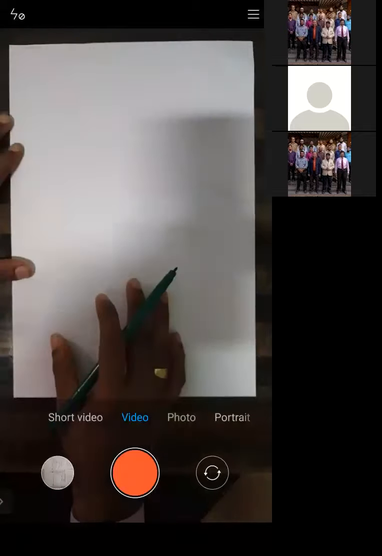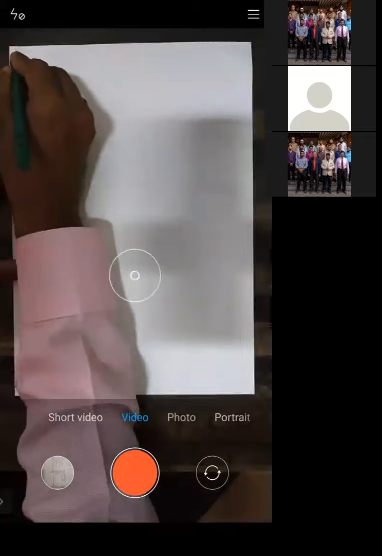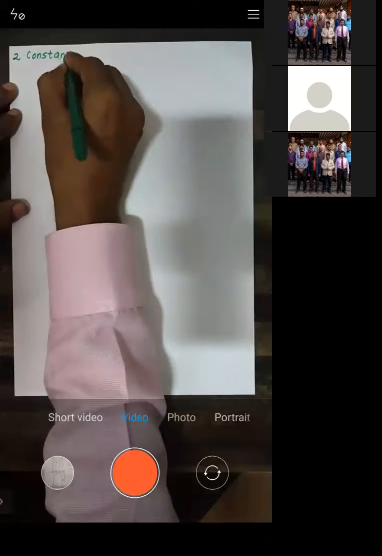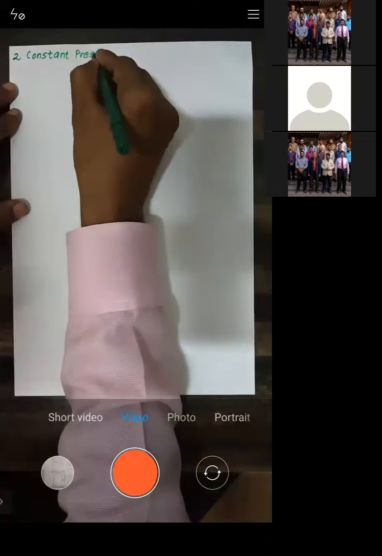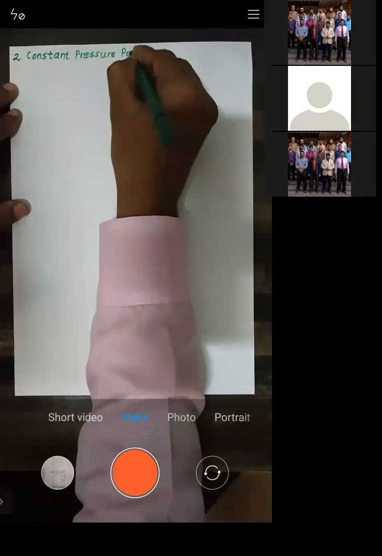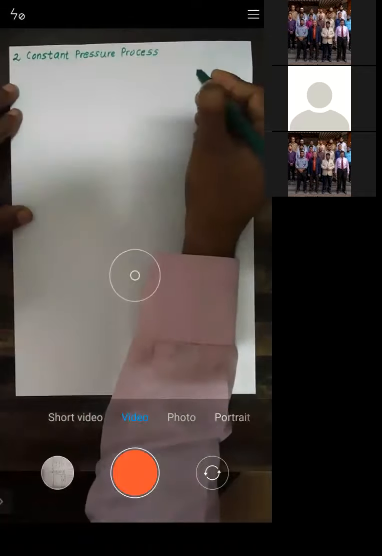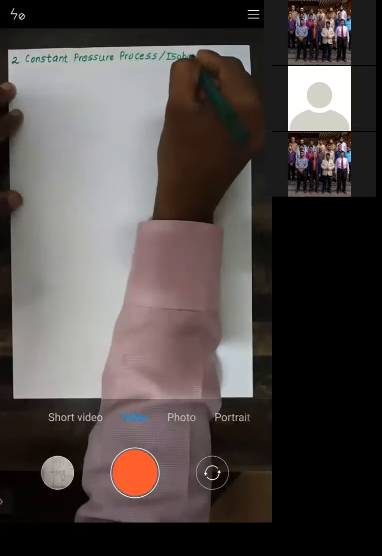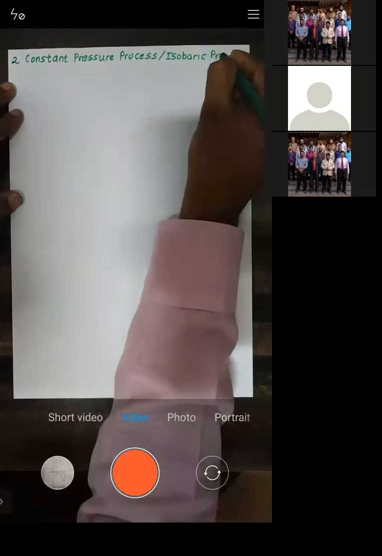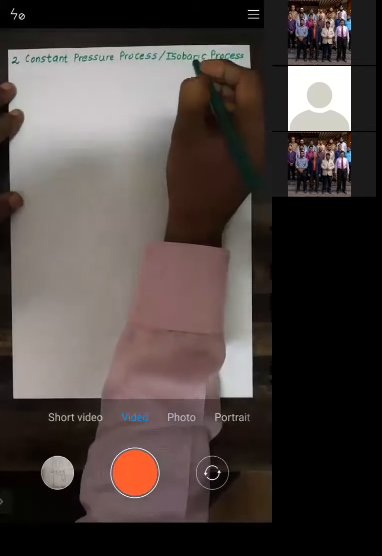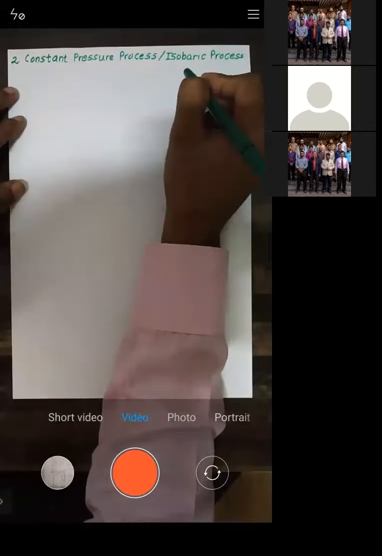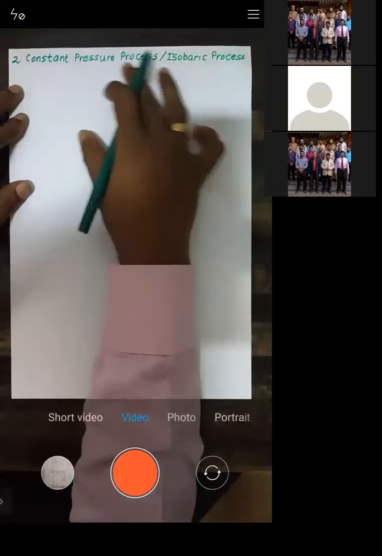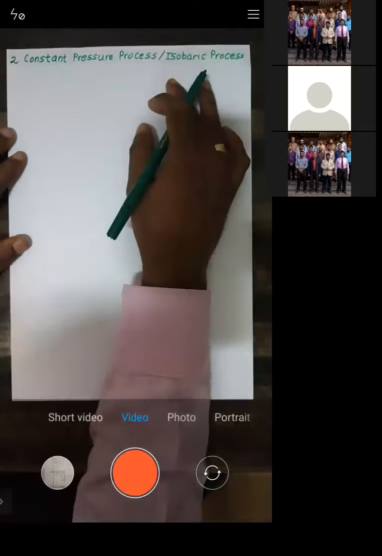Now for today's session, we will start with one more process, and that is the constant pressure process. Try to understand. Now we'll start with the constant pressure process. This constant pressure process is also known as the isobaric process. Baric is related with the pressure. So we will call a constant pressure process an isobaric process.